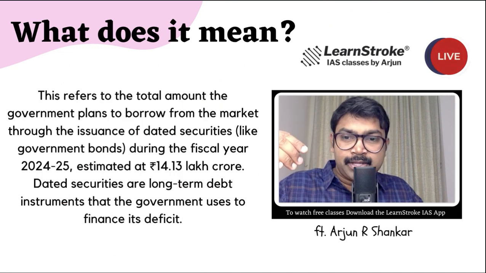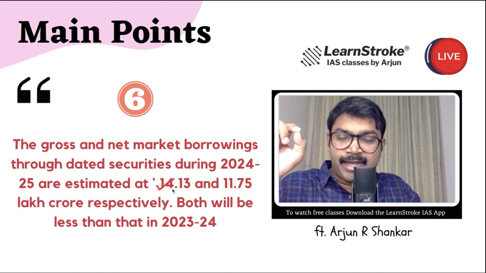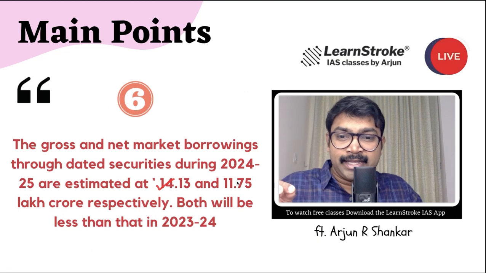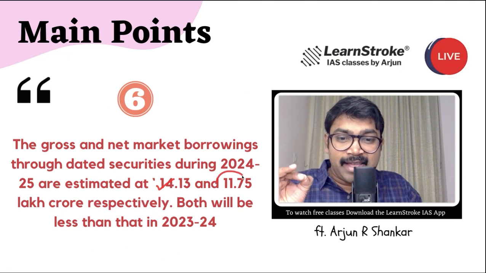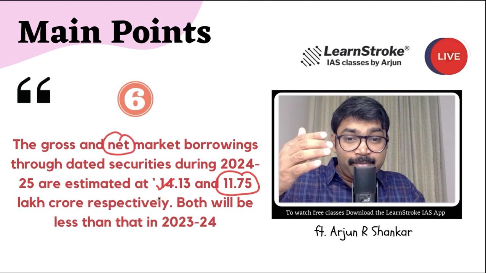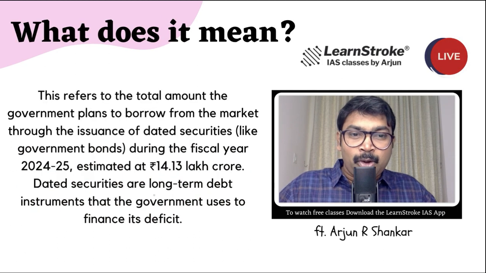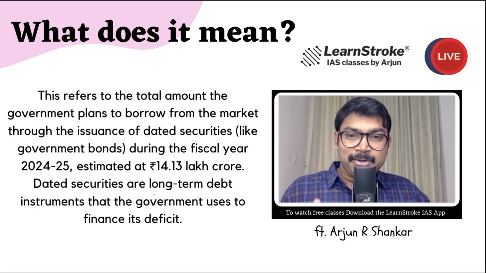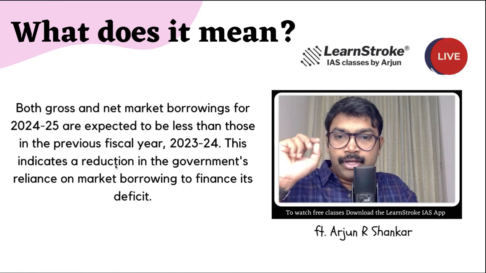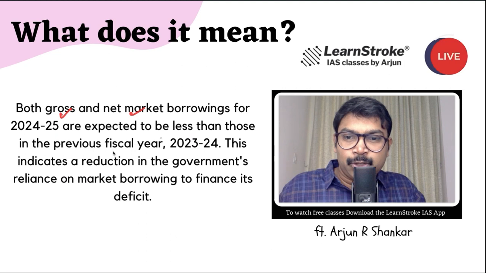So you can take a look at this. 14.13 is the gross. When you calculate the past repayments and all other things, you can see that the net market borrowing is 11.75 lakh crore. And according to the estimates, the previous budget's borrowing is much more than that. So the government is not borrowing much. Is it a good thing or a bad thing? I hope you are understanding it right now. So this is the concept. Both gross and net market borrowing for 2024 are expected to be less than those from the previous year.